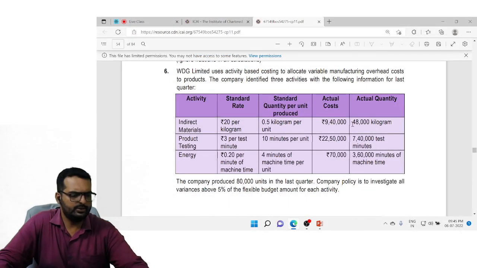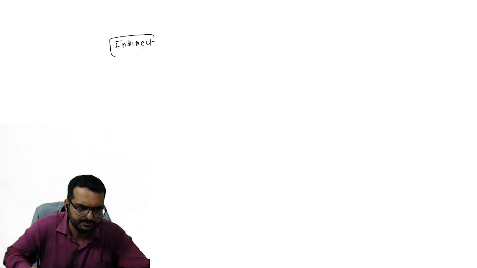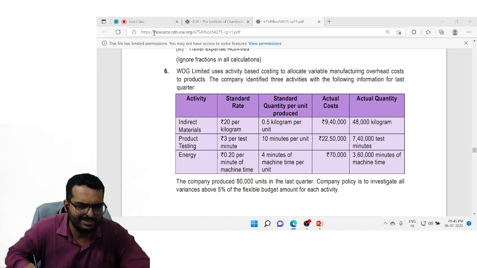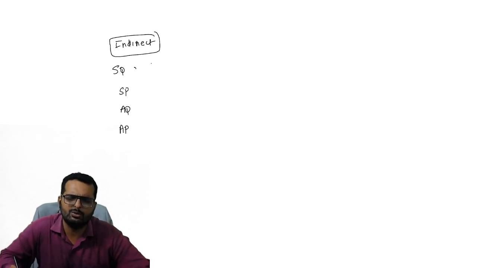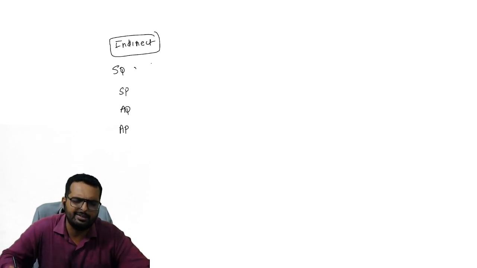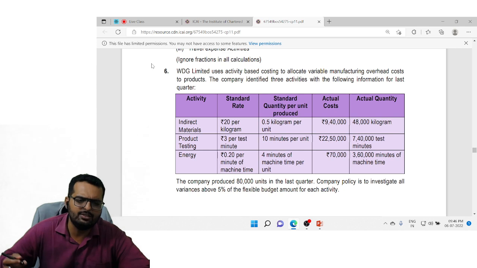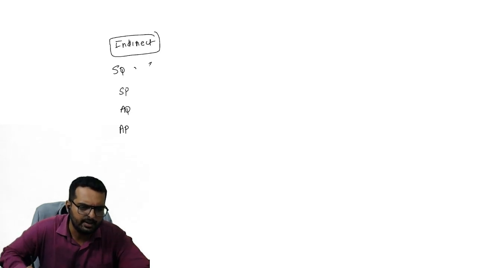All right, friends. I think you have understood how to do this, right? I'll just show you the answer. First one is indirect material. They have given the actual output as 80,000. I'll just write down SQ, SP, AQ, AP. I'm not saying that SQ is actually the correct terminology always. It might be SH also. But my purpose of putting this is to give you the standard and so that you can do the questions correctly. This one would be 80,000 into 0.5.